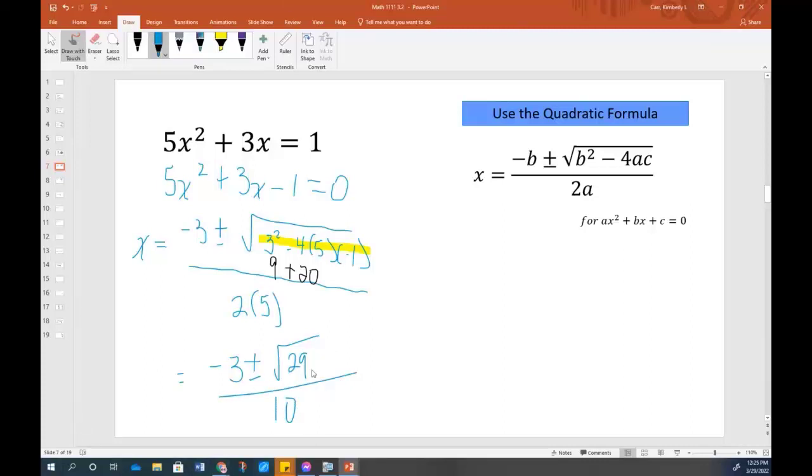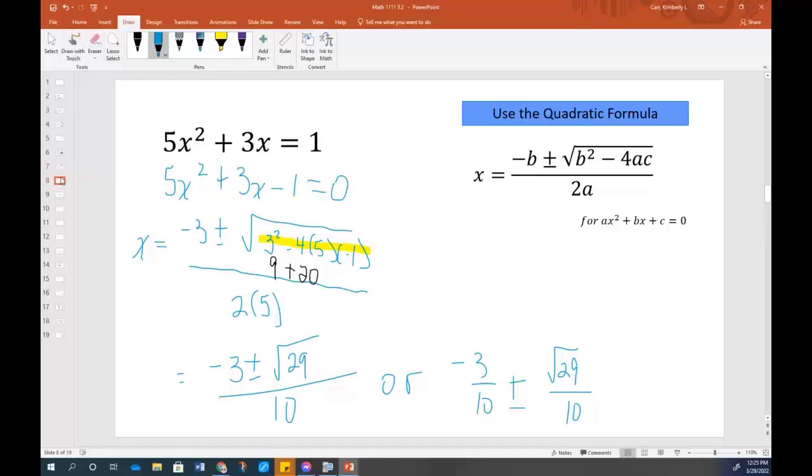Now, this is correct. Nothing wrong with this. There are 2 answers here, the positive and the negative. I cannot reduce this one, though, because you can't put just the 3 over the 10. Now, you can write it separately and say negative 3/10, and I'm still going to write plus or minus. I'm just pointing out that you can separate that rational and irrational part. So you have 2 answers here, one with the plus and one with the minus, and you can write it both ways like that.